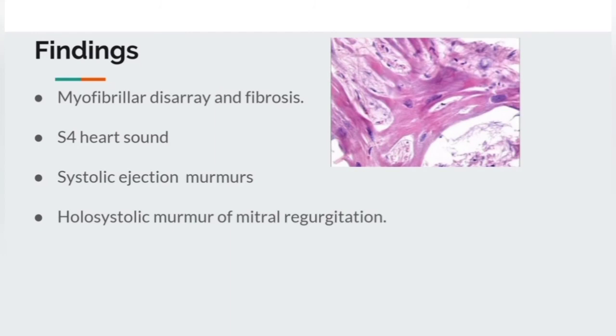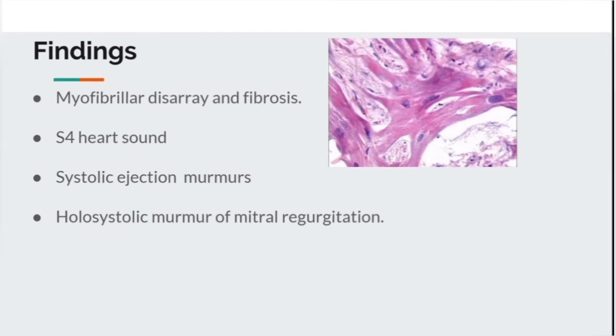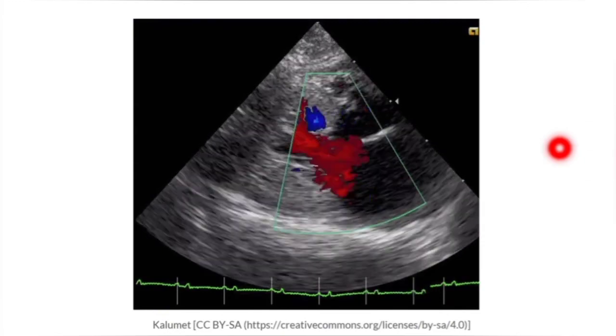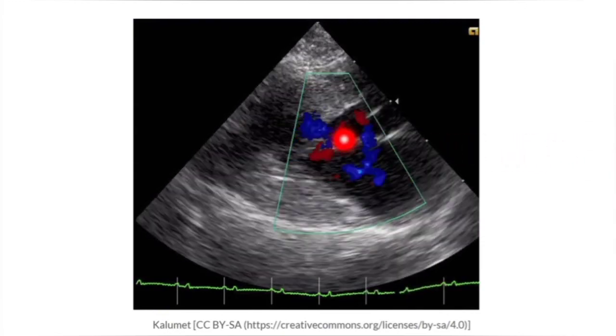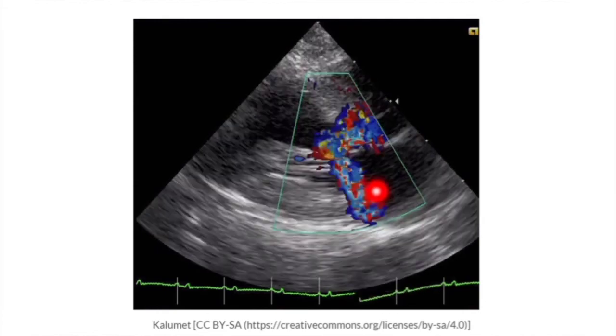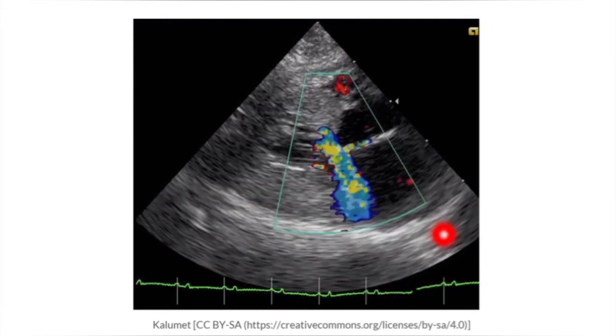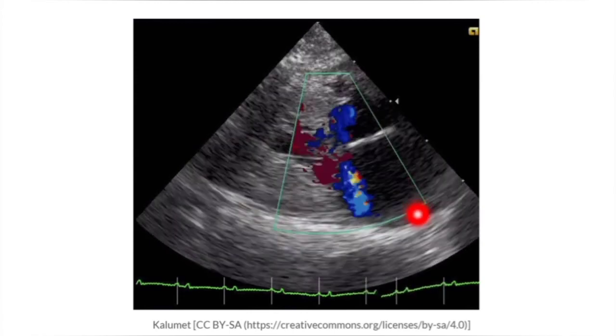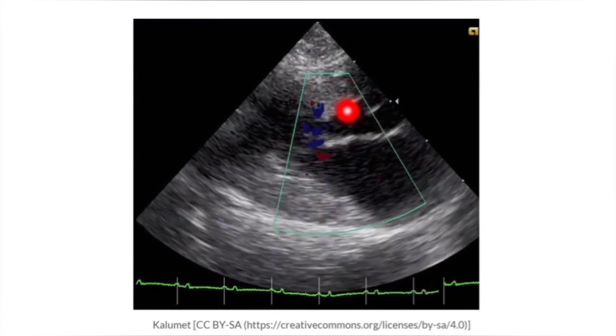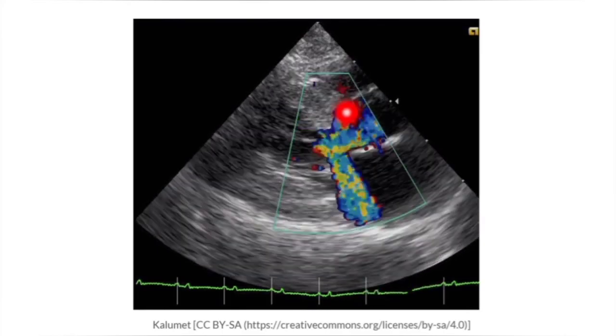When auscultation is performed, an S4 heart sound is heard, which is a late diastolic sign and which is normally seen during left ventricular hypertrophy. A systolic ejection murmur is heard as blood ejects through the hypertrophic valve, and due to the mitral regurgitation, a holosystolic murmur is also heard. This is the echocardiogram image of the heart. Note the thickened septum as the blood moves from the left ventricle into the aorta, in which some of the blood moves into the left atrium as a result of mitral regurgitation.